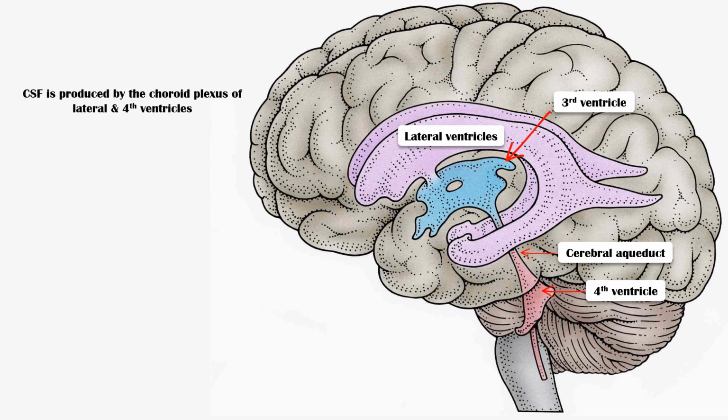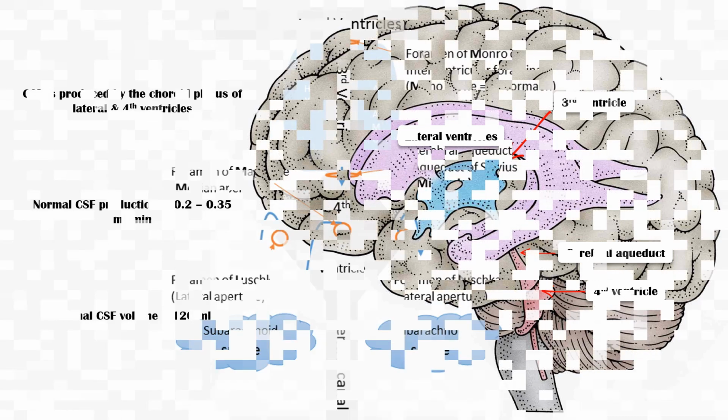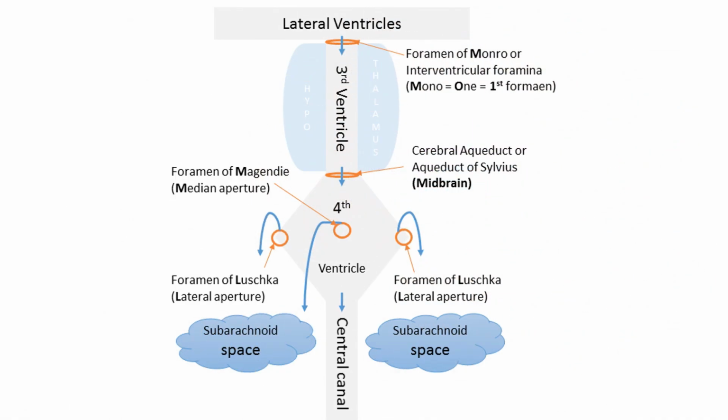Cerebrospinal fluid is mainly produced by the choroid plexus of the lateral and fourth ventricles of the brain. Normal CSF production is about 0.2 to 0.35 milliliters per minute, and the normal circulating volume of CSF is 120 milliliters. CSF produced in the lateral ventricles drains into the third ventricle through the interventricular foramen.